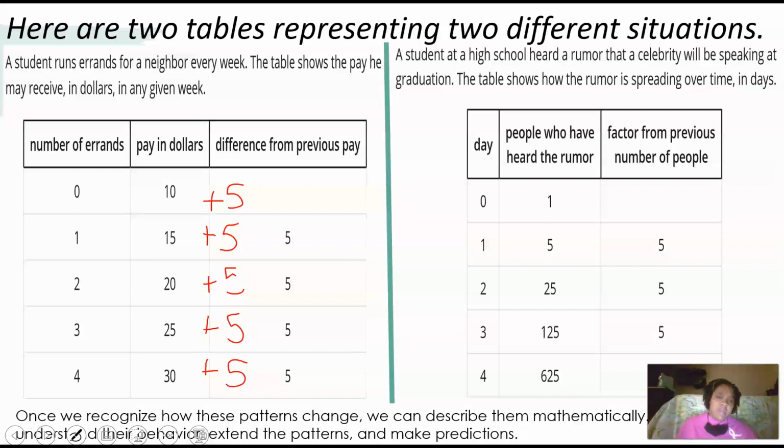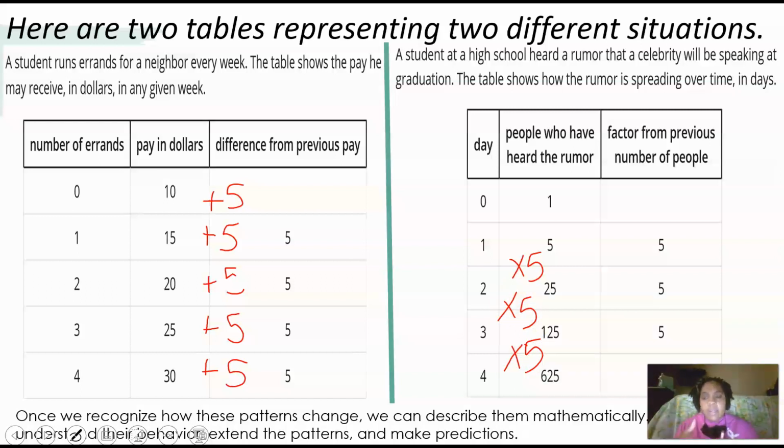In 2 days, 25 people heard the rumor. So 5 here. So what's happening? In 3 days, a factor of 5. So what happened? Oh, so here it multiplied by 5 each time. Here it multiplied by 5 as well. Here multiplied by 5. So the growth here is a factor of 5. It multiplied each time by 5.